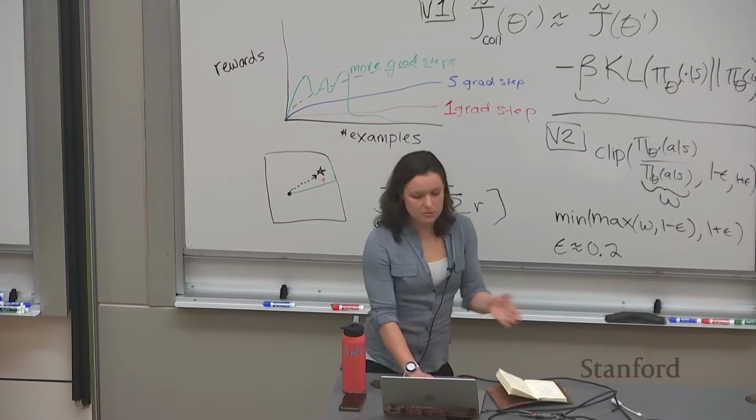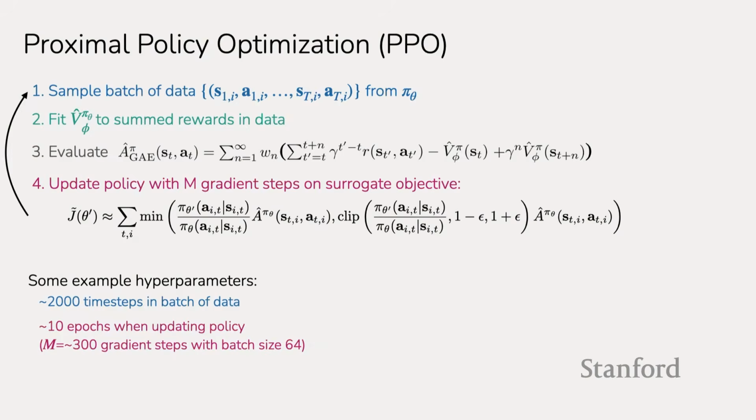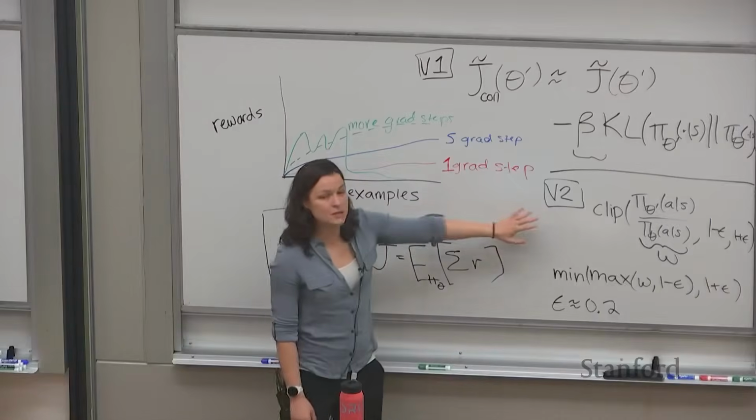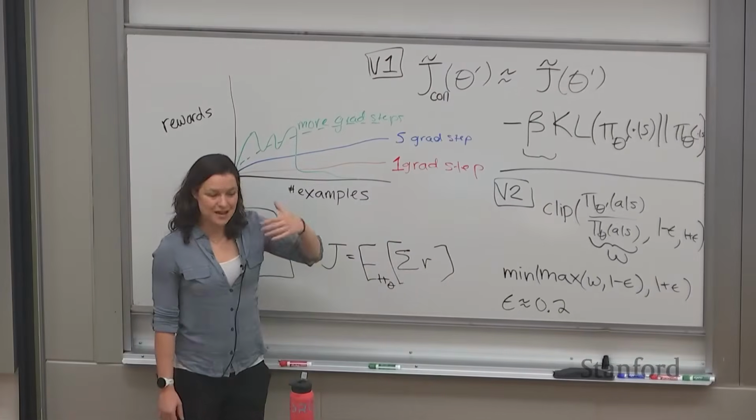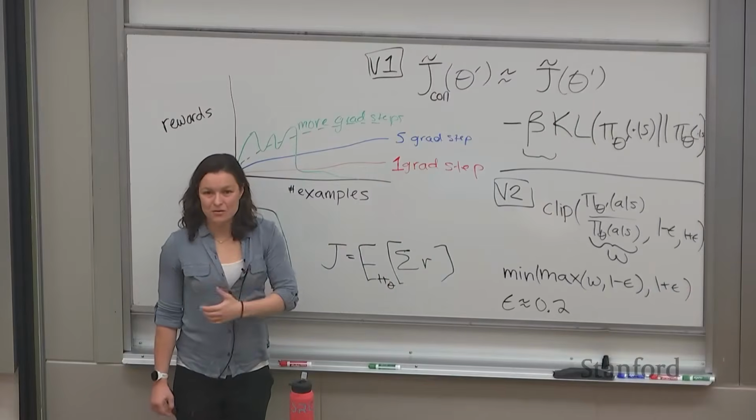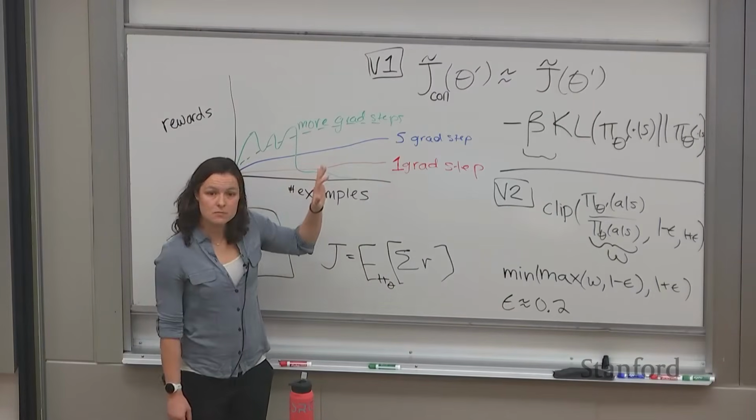If you have a shorter horizon problem, this might be more trajectories. When you update the policy on step 4, a common hyperparameter is something around 10 epochs on the data set that was collected in step 1. If your batch size is 64, this might be around 300 gradient steps. So in comparison to before, because we introduced this clipping, we're actually able to take 300 gradient steps without having really unstable improvement.